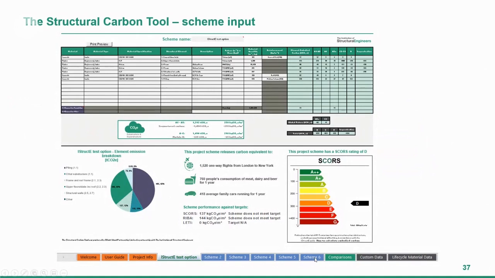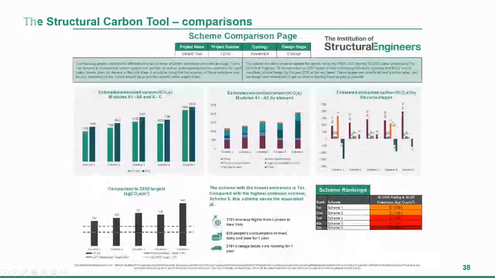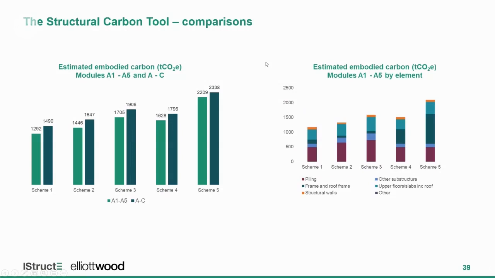Hopefully you will too. So once the structural schemes are entered, there's a separate scheme comparison page where various charts are populated for you. These again can be used in reports or copied, pasted into emails, PowerPoints, and so on. I'll run through these charts quite quickly, one by one. So the first chart summarizes embodied carbon over life cycles A1 to A5 and A to C for each scheme. This gives the overall picture, comparing upfront carbon and life cycle carbon for each scheme.